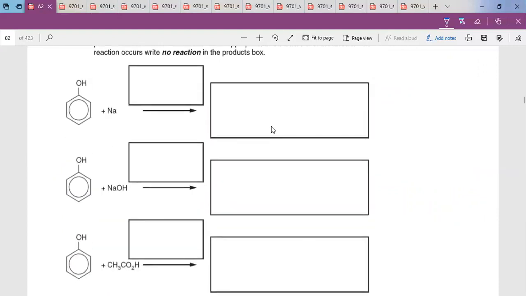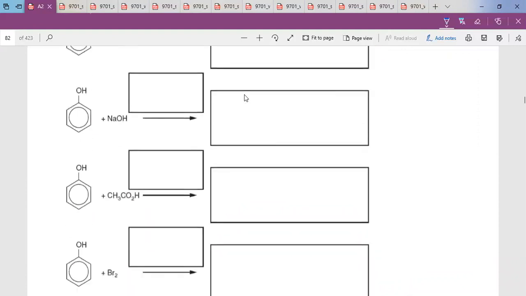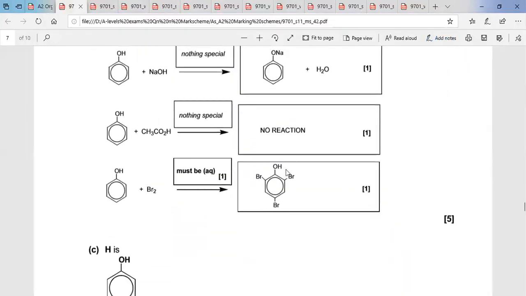Here, see here. They say, if no reaction occurs, put no reaction in the products box. Here, phenol plus your carboxylic acids. So what do you put here? Of course, the condition here should be no reaction. See the marking here, no reaction. Make sure. So phenol with any carboxylic acid, no reaction.